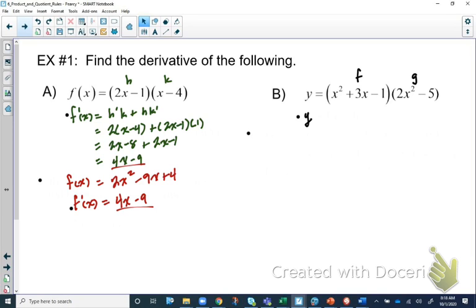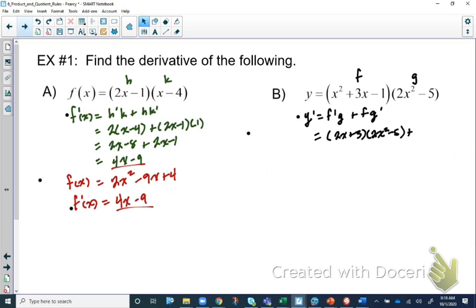So here when I say y prime, I'm going to look at it as f prime times g plus f times g prime. And if you prefer it the other way around, you are more than welcome to do it. It's not going to change anything, because whatever we get for the first term and the second term, the sum of them will still be the same. So taking the derivative of the trinomial, I'm going to get a 2x plus a 3, which will be multiplied to the 2x squared minus the 5.